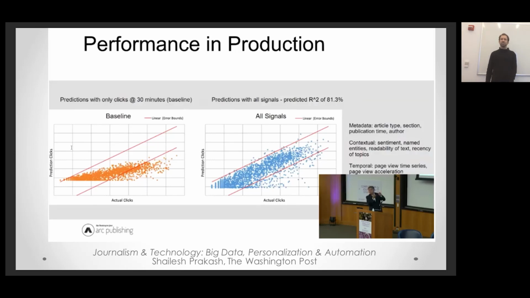This is an example within a newsroom. This is a talk by Shailesh Prakash at the Washington Post, at last year's Computation plus Journalism Symposium. This slide describes their virality predictor. In other words, a story is published, you collect signals about the performance of that story for, let's say, 30 minutes, and you want to know if that story is going to be viral or not, right? Because you want to know whether to promote it more, right?